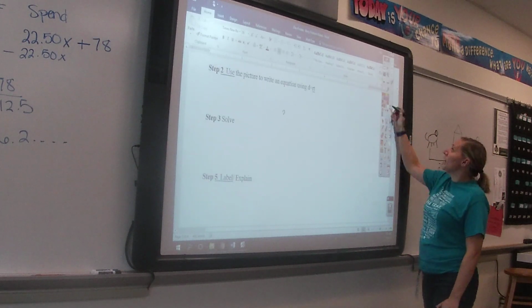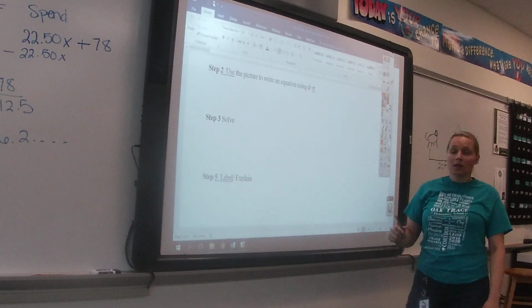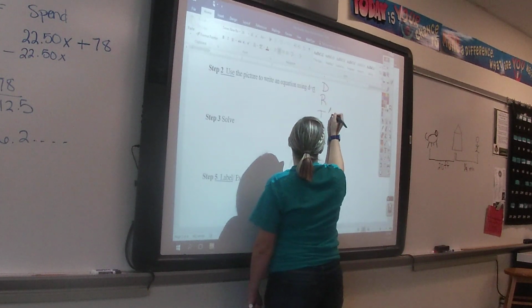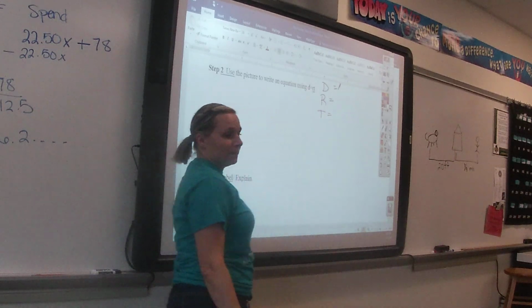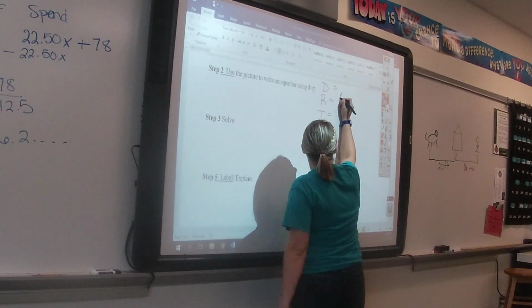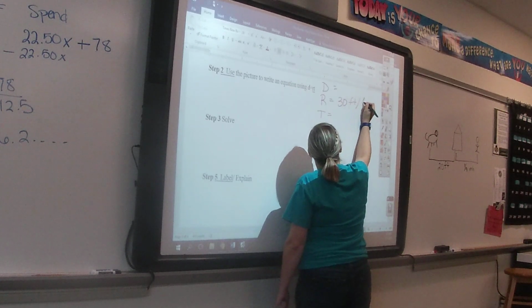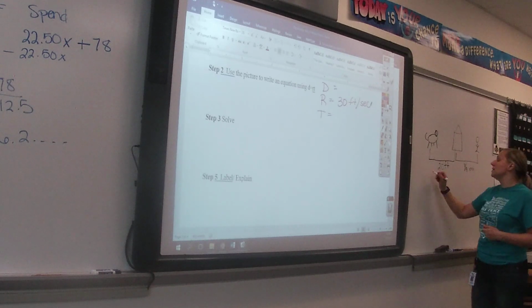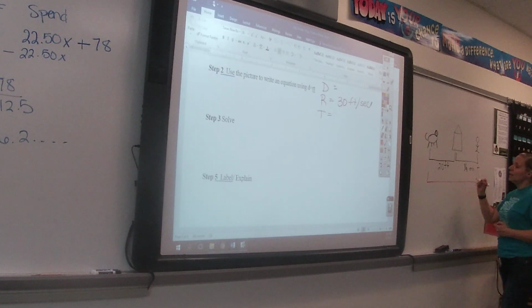I need to find the things I need to fill into my formula. So my formula says distance equals rate times time. I need a distance, I need a rate, and I need a time. What's the rate for this problem? That one's given to us. 30 feet per second. That one's just given to us. Okay, distance. I'm trying to find the distance Midna needs to run.